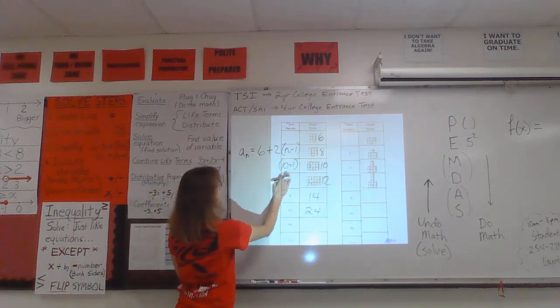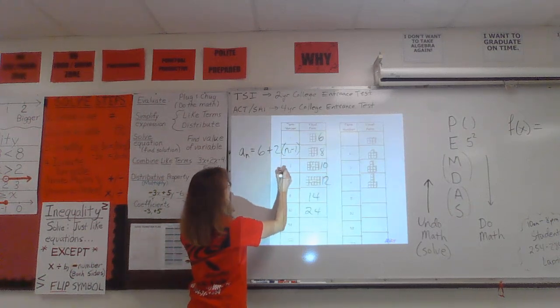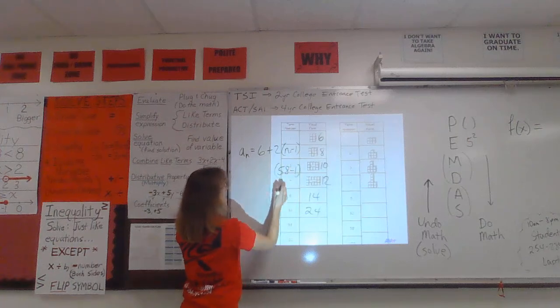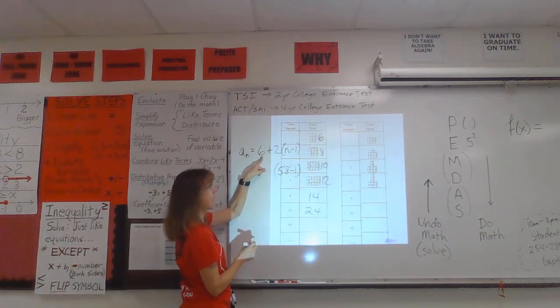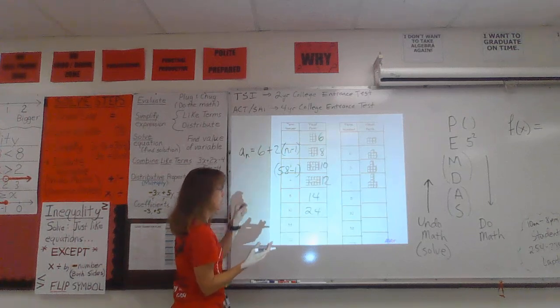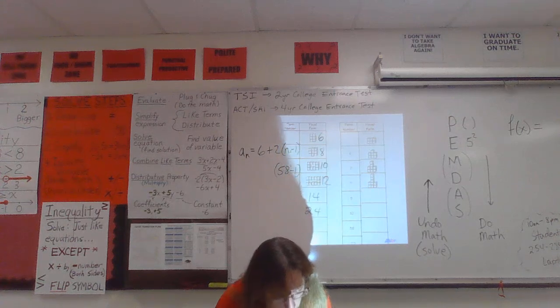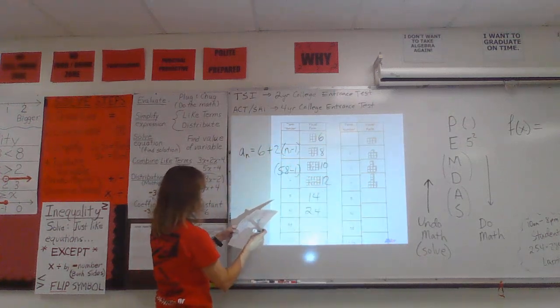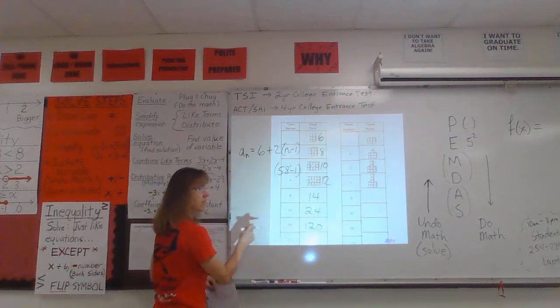Now we want the 58th term. So what am I going to plug in for the n? 58. So now I have a 58 minus 1. That gives me 57. So 57 times 2, and then add 6 to it. That's what we're doing, 57 times 2, add 6. With my math, let me have this up here where I can see it. 120 is this one. So there are 120 blocks in the 58th picture.